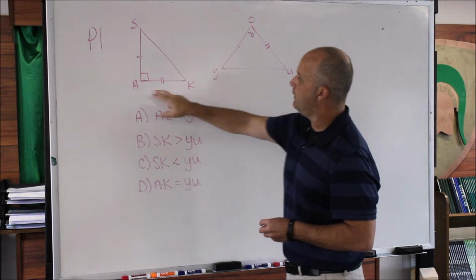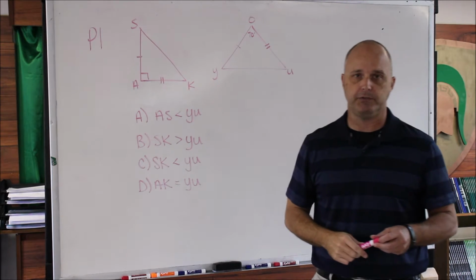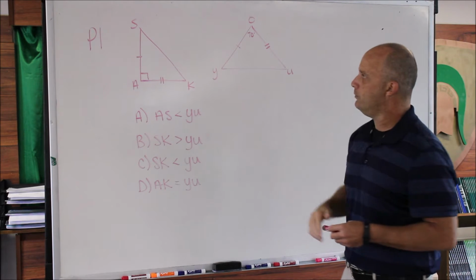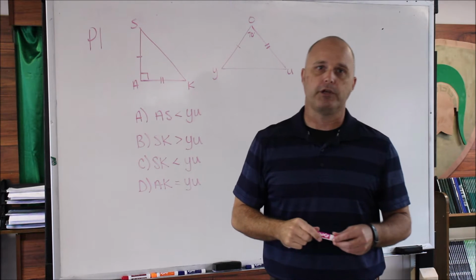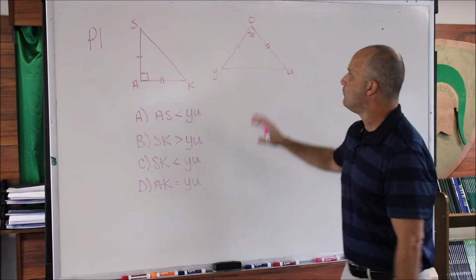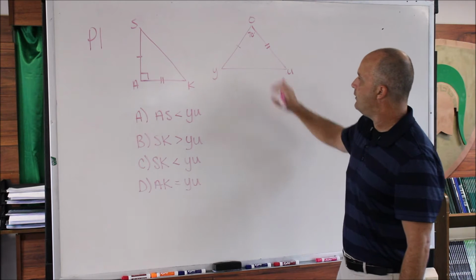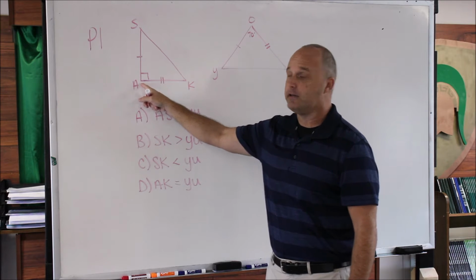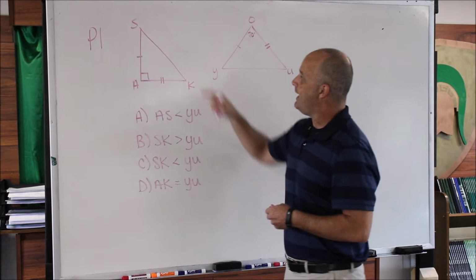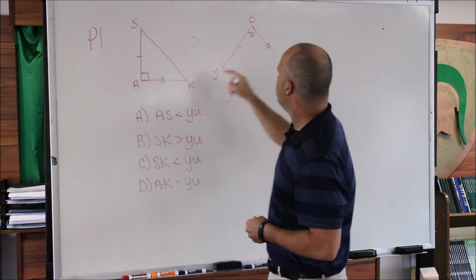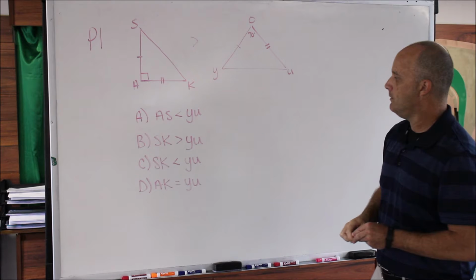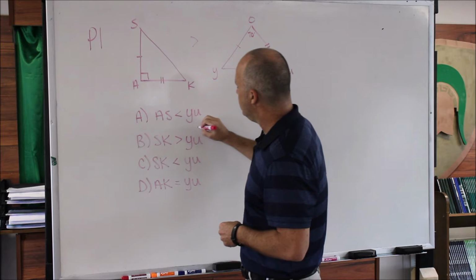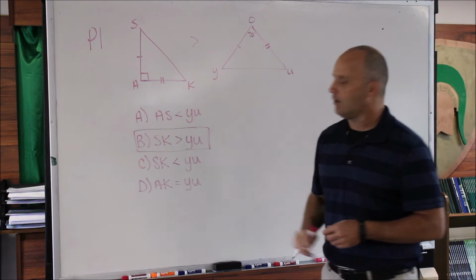So that means that these two angles, angle O and angle A, are going to be related to each other. That also means that side SK and side YU are going to be related to each other. So what we're looking for here is going to be some relationship between this third side and this third side. What we know by angle A being 90 degrees and angle O being 70 is that SK has to be greater than YU. So if you come down here, you can see that selection B is SK is greater than YU. So that is going to be our solution right there.